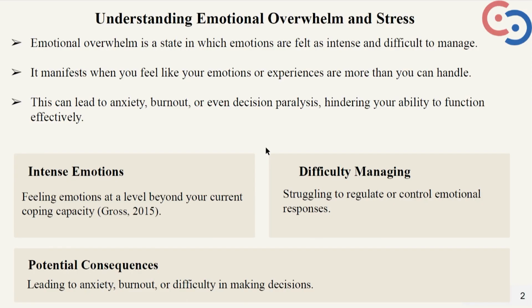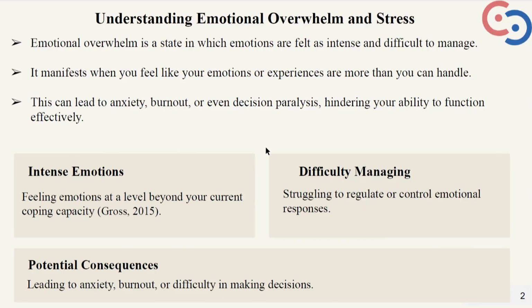And what is emotional overwhelm and stress? A simple explanation: emotional overwhelm is a state in which emotions are felt as intense and difficult to manage. The intensity of the emotions, the rapid generation of emotions, varieties of emotions, sometimes anger, frustration, stress, whatever, which you are not able to manage, can be called emotional overwhelm. It manifests when you feel like your emotions or experiences are more than you can handle. This can lead to anxiety.